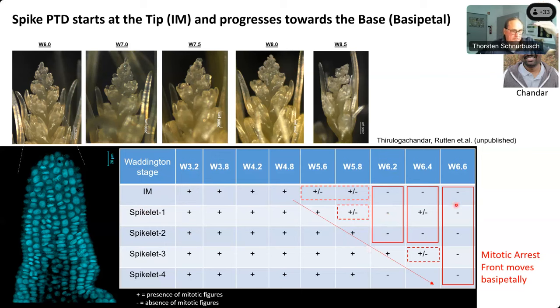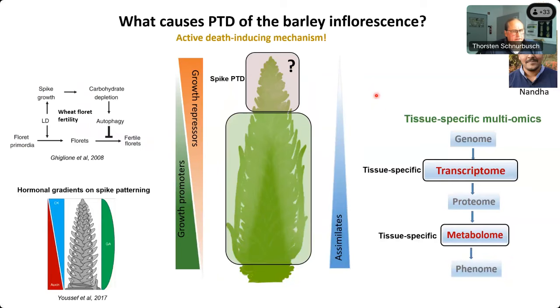And the mitotic arrest moves downwards, so basipetally. This means that the initiation of this stop, or the induction of the degeneration process, starts in these stages after Waddington 5 and moves downwards. So that was already a quite interesting finding when he started his project. And another PhD student in the project, Nandakumar Shanmugaraj, was trying to understand what the molecular mechanisms underlying this degeneration process are.